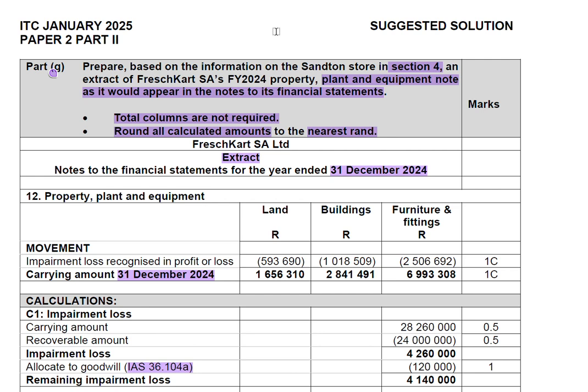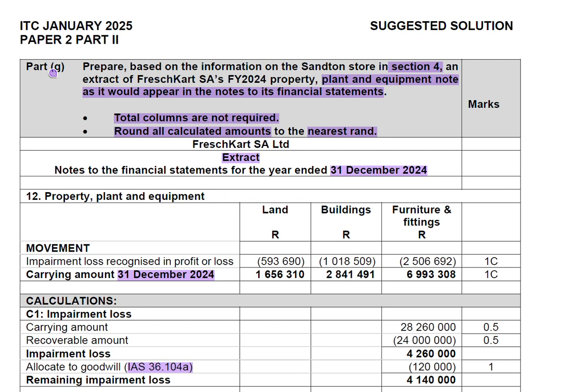And then what we see as well is that total amounts are not required. That means we just need to list the asset or the PPE item for the note. However, you are not required to cast for the total. And the next thing is that we need to round off to the nearest rand. So we're going to do the same thing. We'll go back to the scenario, read the section, or summarize the section for the part that will need us to calculate the amount to be included in the PPE note.